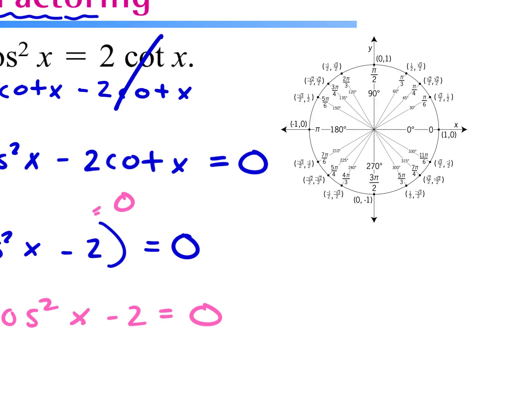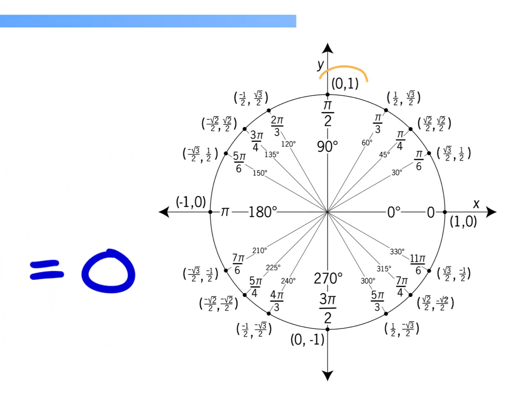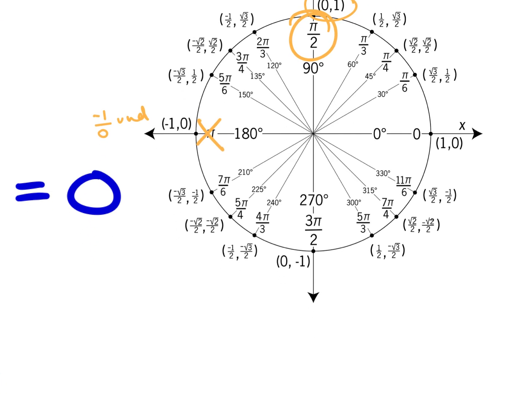So we want to see where x over y is 0. Let's do the math here. x over y would be 0 over 1. Is this 0? At pi over 2? Yep, so that works. Let's check pi. Negative 1 over 0. What does negative 1 over 0 simplify to? Undefined. So is that 0? Nope, so it doesn't work there.